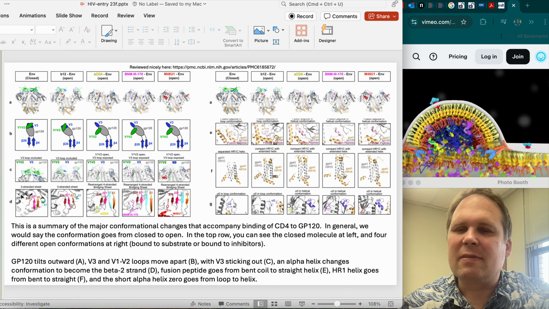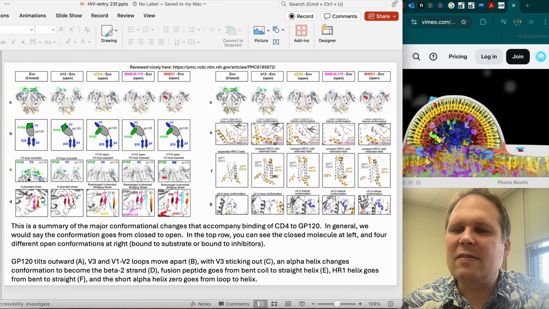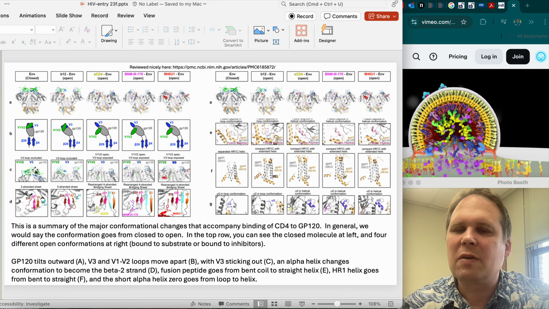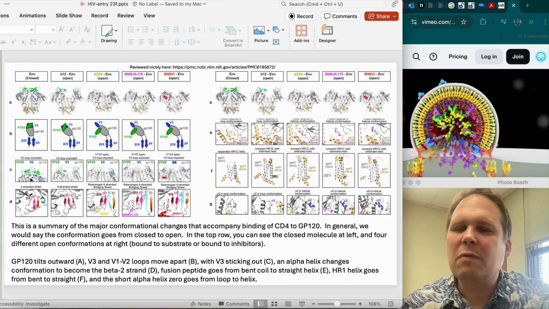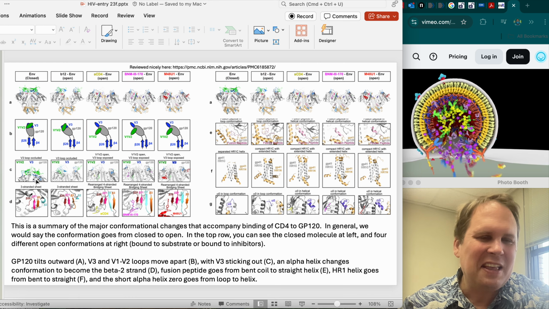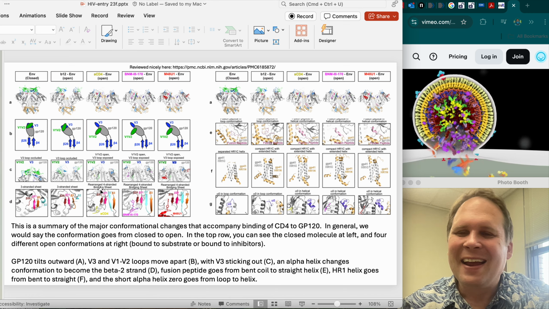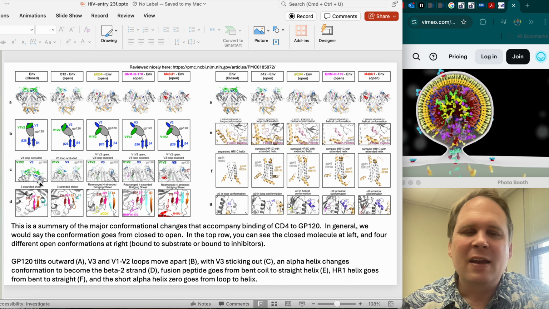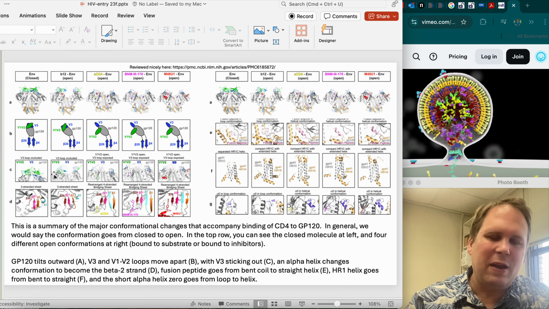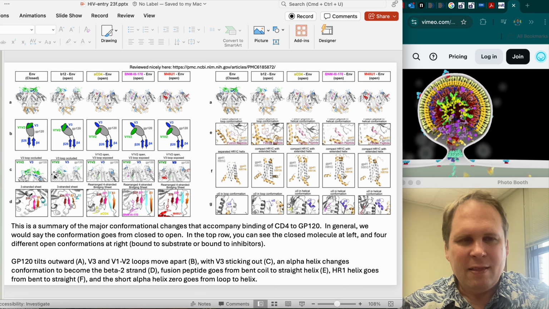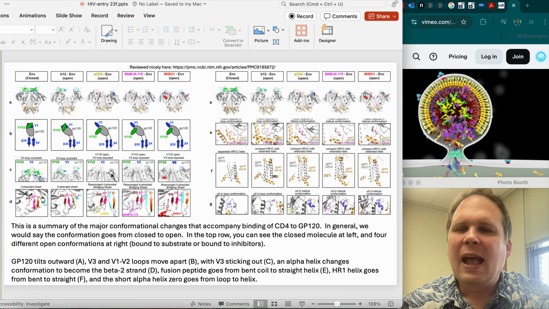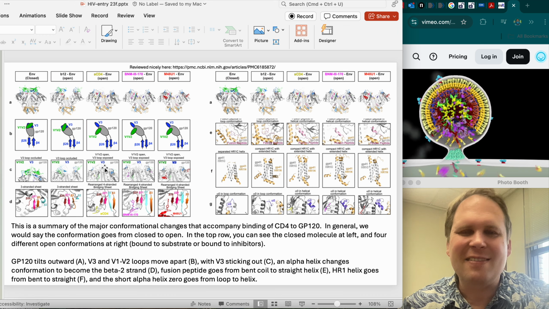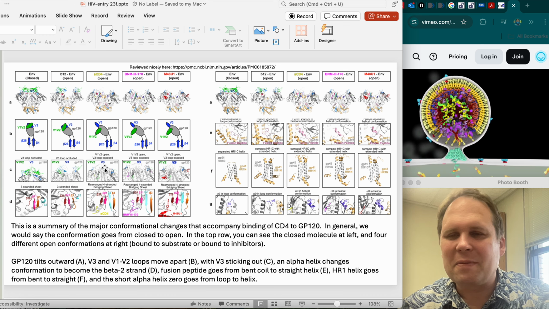The next thing that happens: this is showing once again the V3 loop is in there and it's covered. The V1V2 loop is the green bit, and it's covering over. V3 is this little thing underneath and it can't get out. It's trapped in there. Now after binding, V1V2 is going to get pulled over, and it's going to interact as part of that clamp that's holding on to phenylalanine 43. That means V3 is free to flop out and do its thing, binding to the coreceptor.